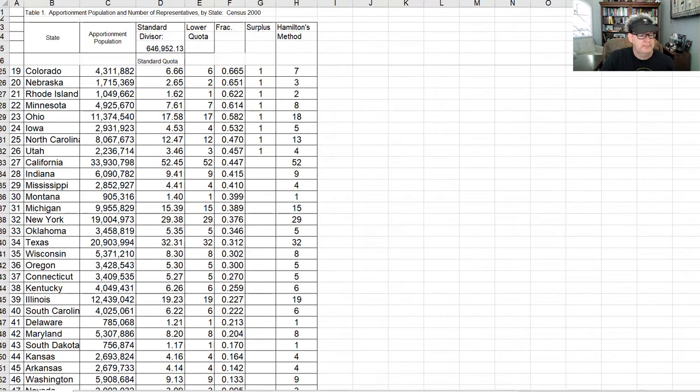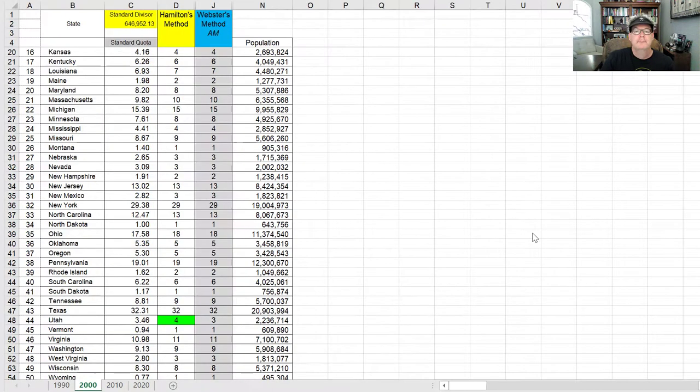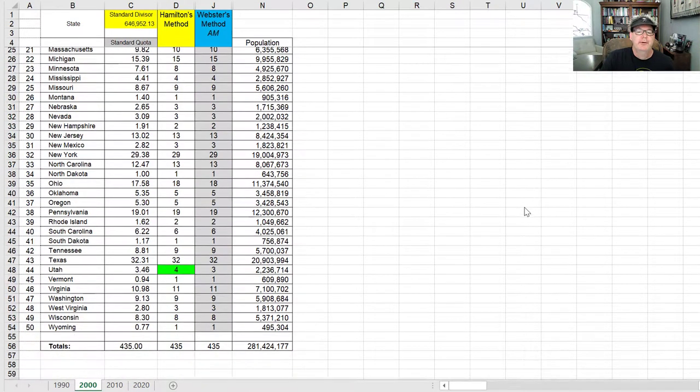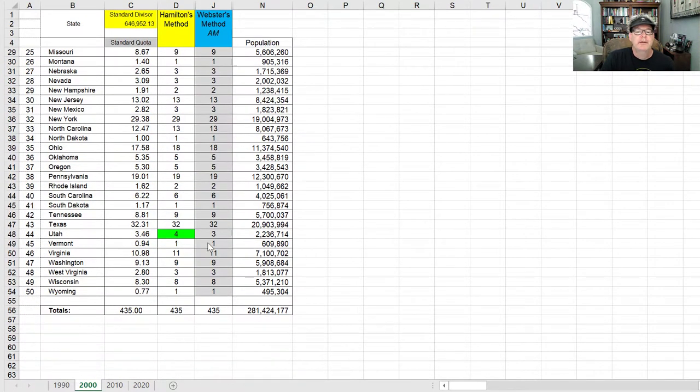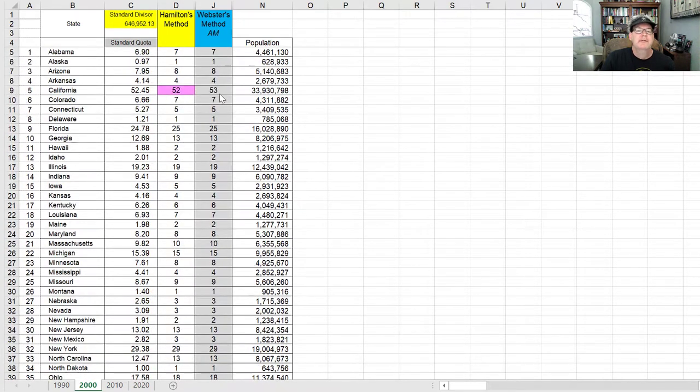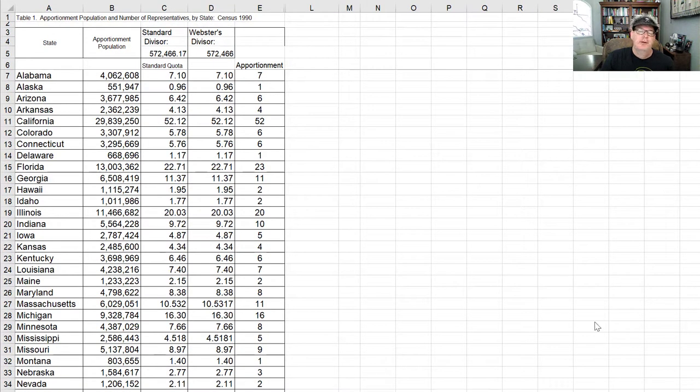Let's look. So this shows the apportionments there, and so again, instead of Utah, it's California getting the seat. One more to look at.